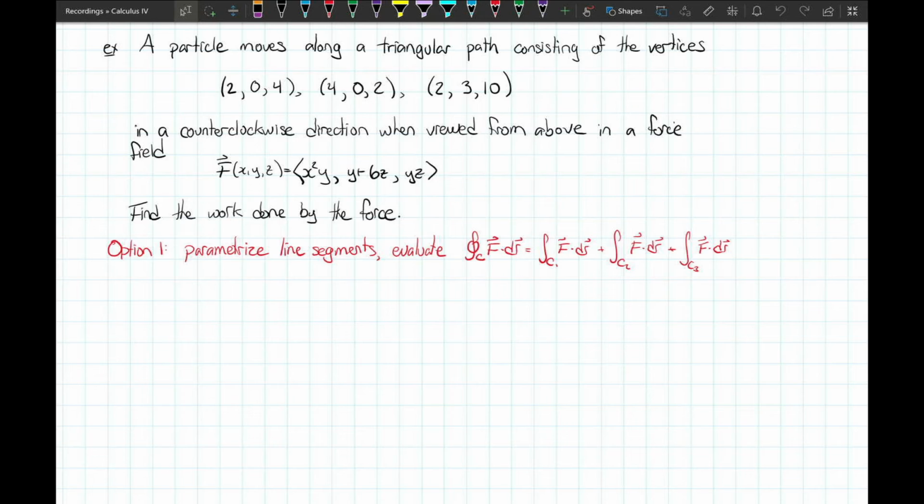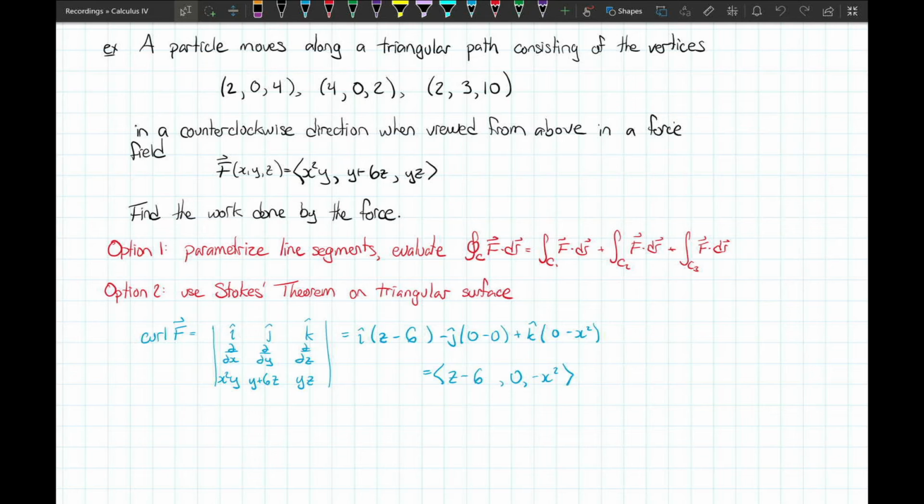And let's just use a nice conventional plane, since we often see that as being the easiest surface to work with. Using Stokes' theorem, first of all, we're going to have to calculate the curl of that vector field. And once again, using the cross product of the vector differentiation operator and the field, we end up getting a fairly nice looking curl vector: (z minus 6, 0, negative x squared).